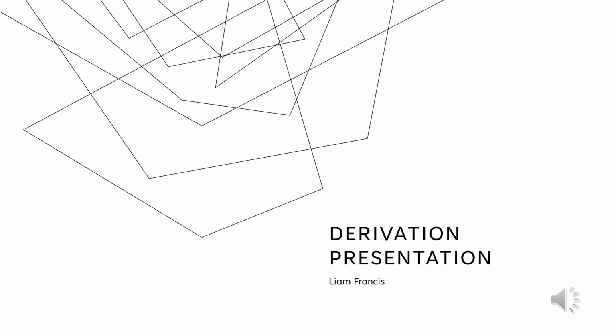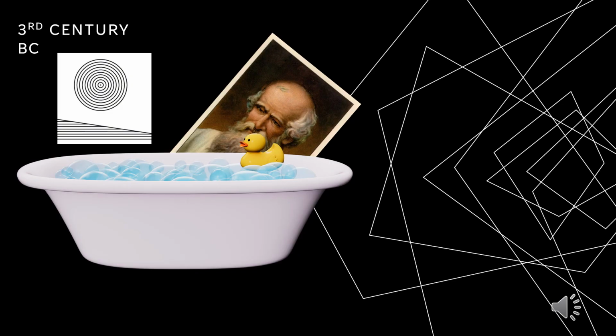Today I'll be discussing derivation, the history, its applications, and most importantly, how to do it. The concept of derivation has been around since the ancient Greeks, when Archimedes developed a method for calculating the area of a circle using geometric principles. Although this wasn't developed at the time, his process involved the concept of derivation.